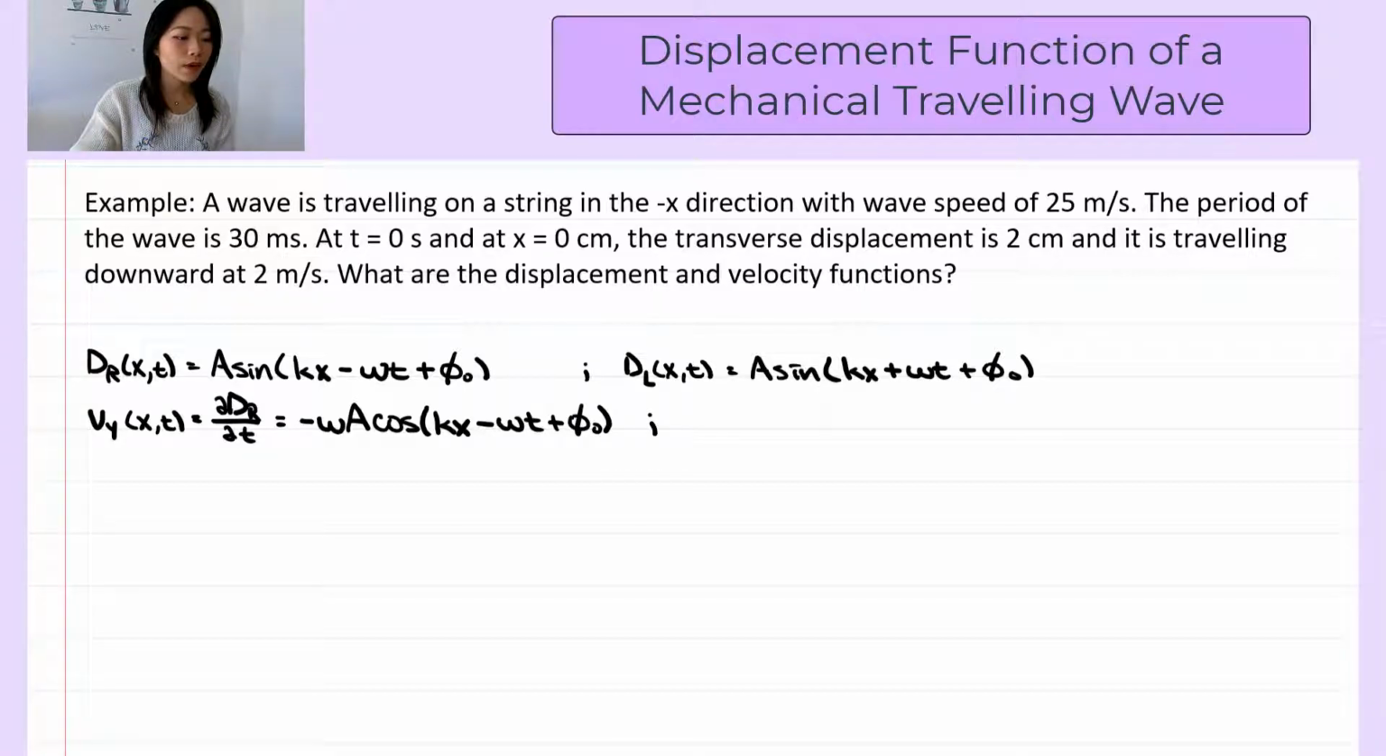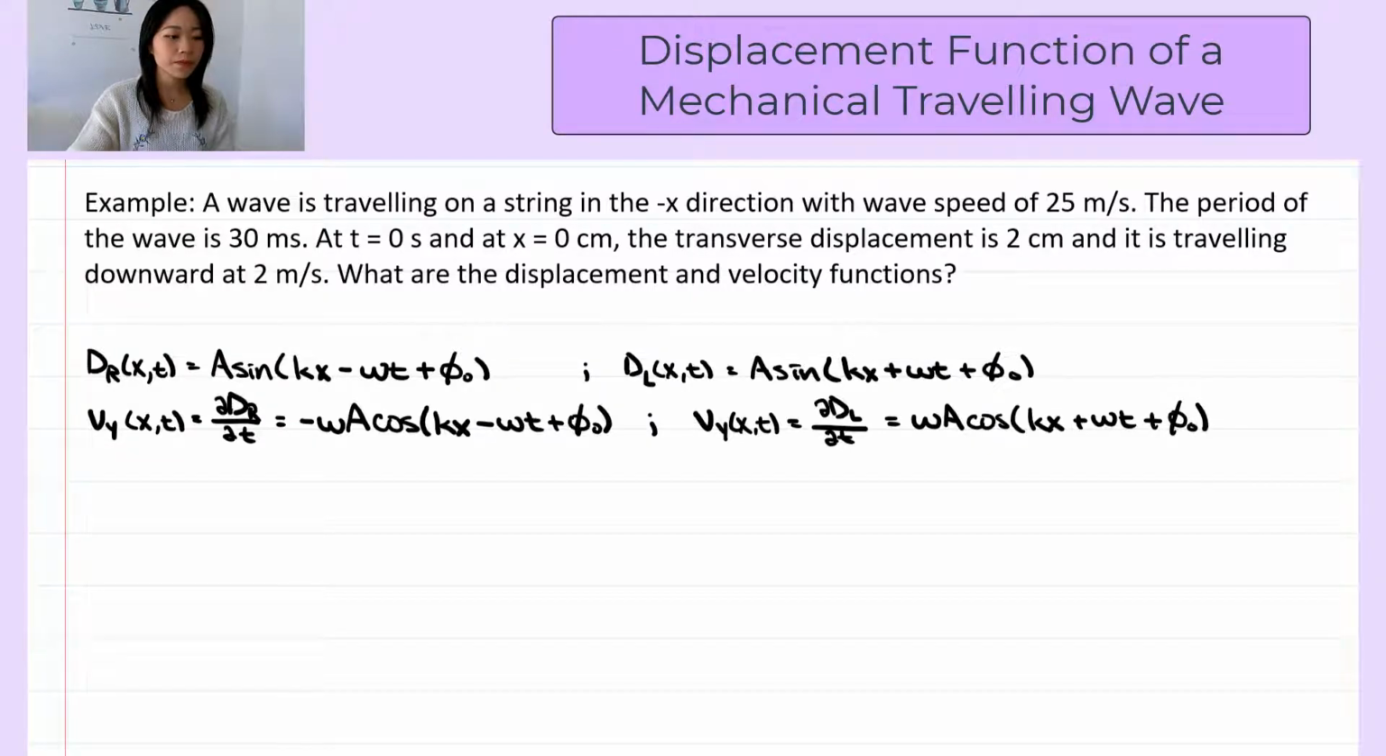And for the left traveling wave, the velocity function is similar. It's the partial derivative of the displacement function with respect to time. But here, the derivative of the inner function is angular frequency, so we don't have the negative sign. So angular frequency times amplitude times cosine of wave number times x plus angular frequency times time plus the phase constant. In this problem, it's given that the wave is traveling in a negative x direction.